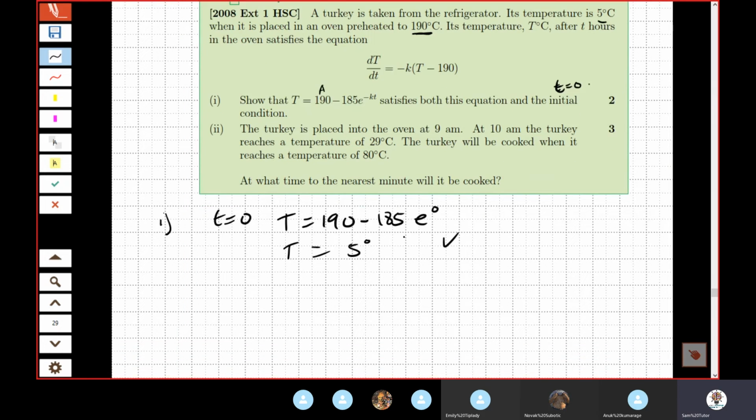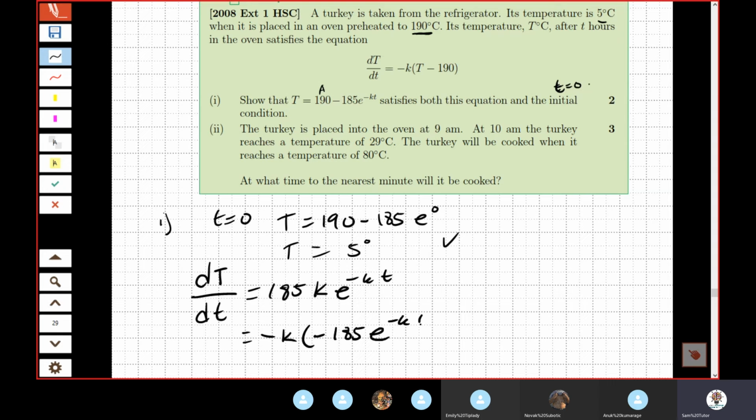But to satisfy this equation, we have to actually differentiate that. Anyone able to get it out? No? Nobody? 185 k e to the negative kt. Then you can see it needs negative k, but I've only got a k. So I'll factorize a negative k out. So I'm left with negative 185 e to the negative kt. And then I can see negative 185 e to the negative kt is T take away 190. And then I'm done.